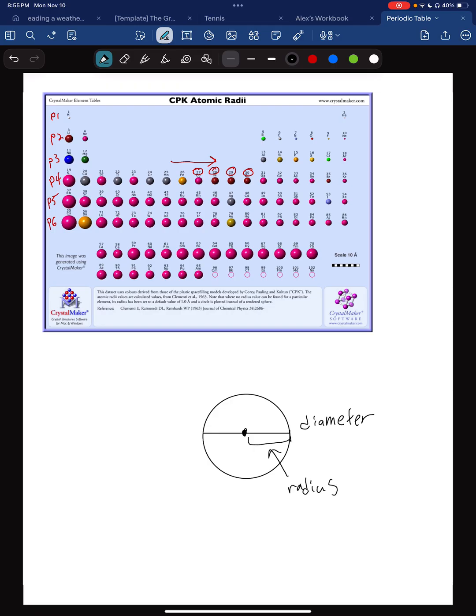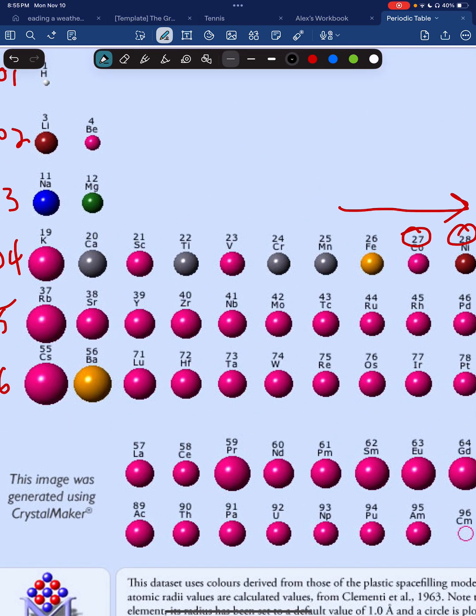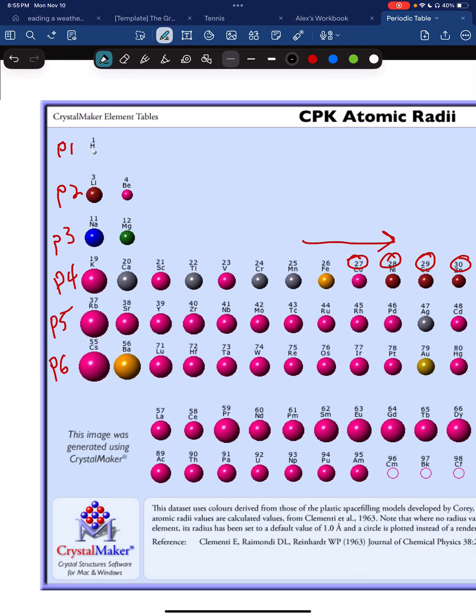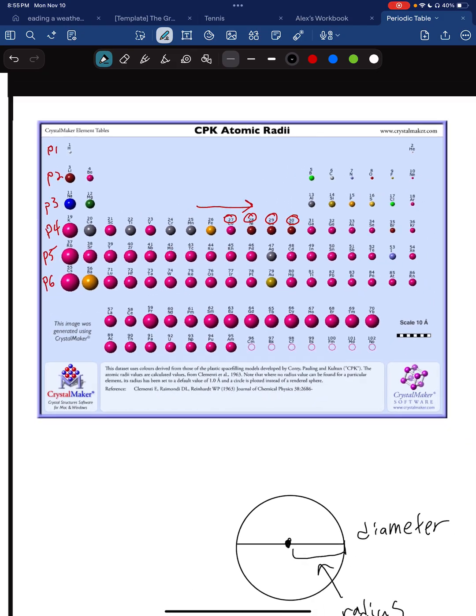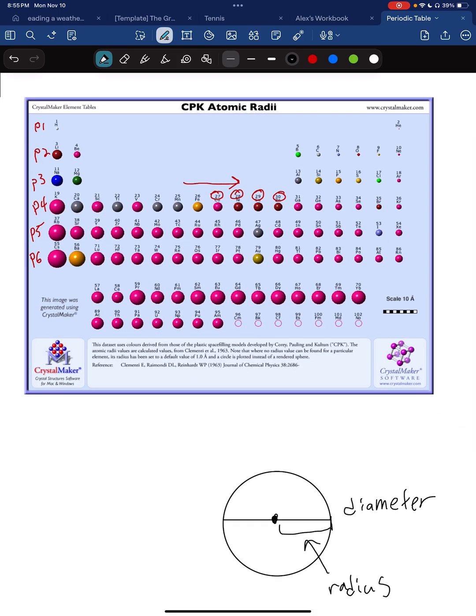All right. So, what atomic radius is talking about is the size of our atoms. What we have here is a different size of atomic radius. Our smallest one is our friend helium, all the way over here in the top right. And our largest one, at least on this picture, is our cesium, which is all the way here in the bottom left.